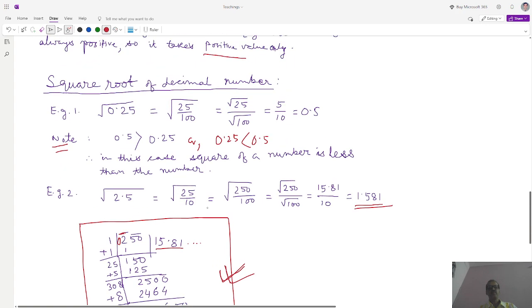I hope you all understand about square and square root.